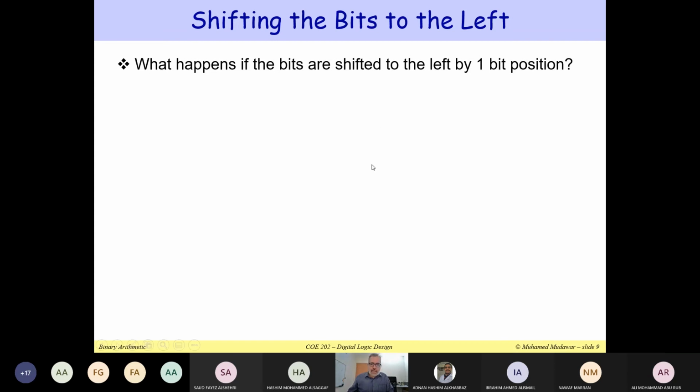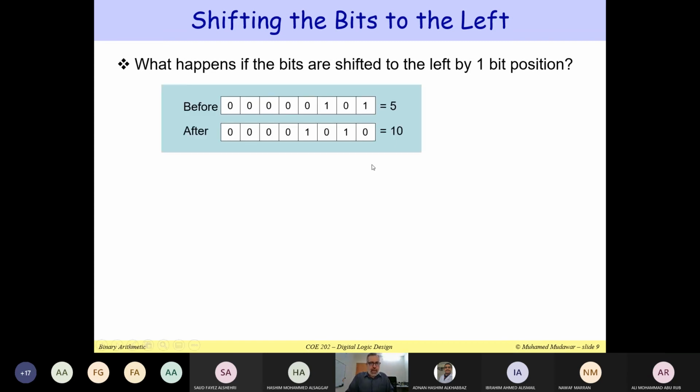So I have an example about this. Suppose that we have 8 bits. The number here is 5, which is 101 in binary. If I shift it to the left, it becomes 1010, which is 10. So you can see that the number was multiplied by 2. Notice that when we shift to the left, we insert a 0, which becomes the least significant bit. So the number becomes 1010, which is 10. We have multiplied the number by 2.